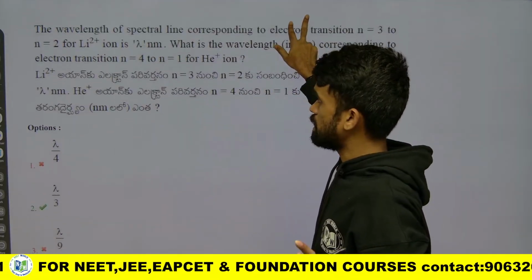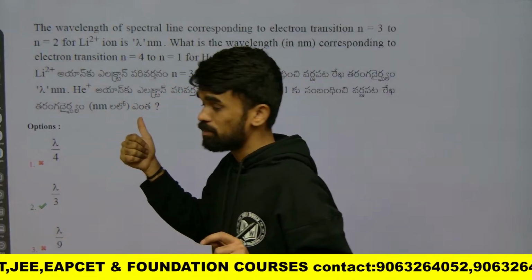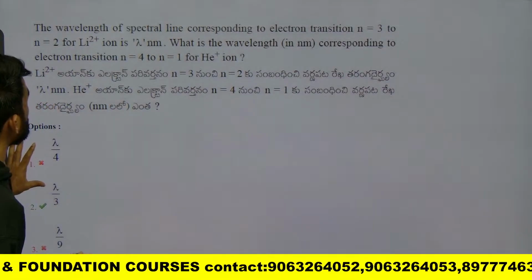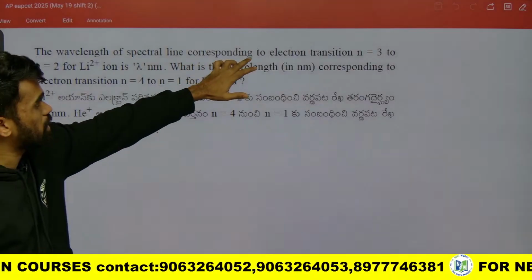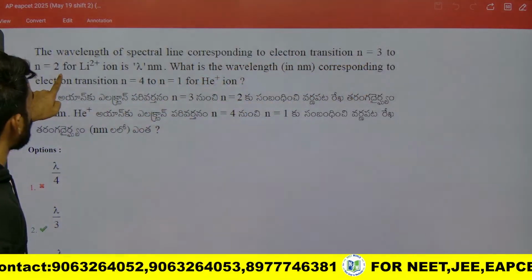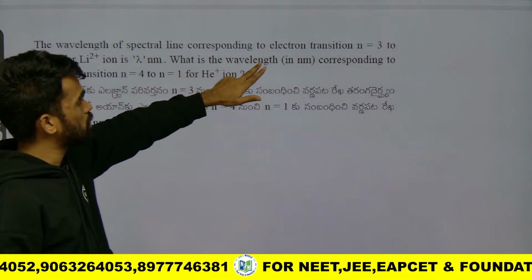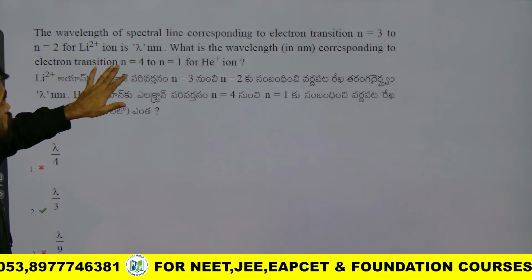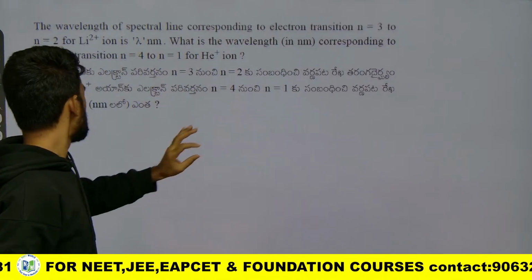Again, in both papers, in both shifts, the question is on the same concept, that is Rydberg's equation. Read the question once. The wavelength of the spectral line corresponding to the electron transition n equals 3 to n equals 4 for Li plus 2 ion is lambda. What is the wavelength in nanometer corresponding to the electron transition from n equals 4 to n equals 1 for helium plus ion? Yes, there are 4 options.